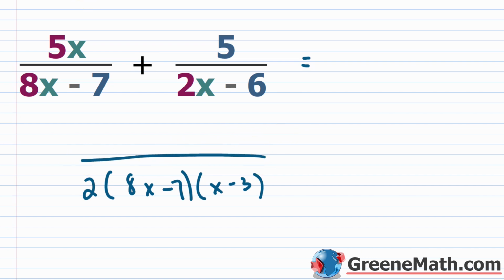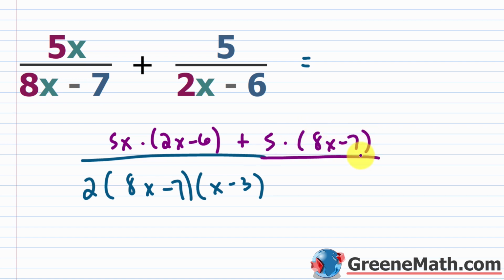Okay. So for this guy right here, this 5x, it needs to multiply by this guy right here. This needs to multiply by this to get to the LCD. So I'm going to put 5x times this quantity 2x minus 6. And then I'm going to put plus, I have this 5 here that's going to multiply by this. So 5 times this quantity 8x minus 7.